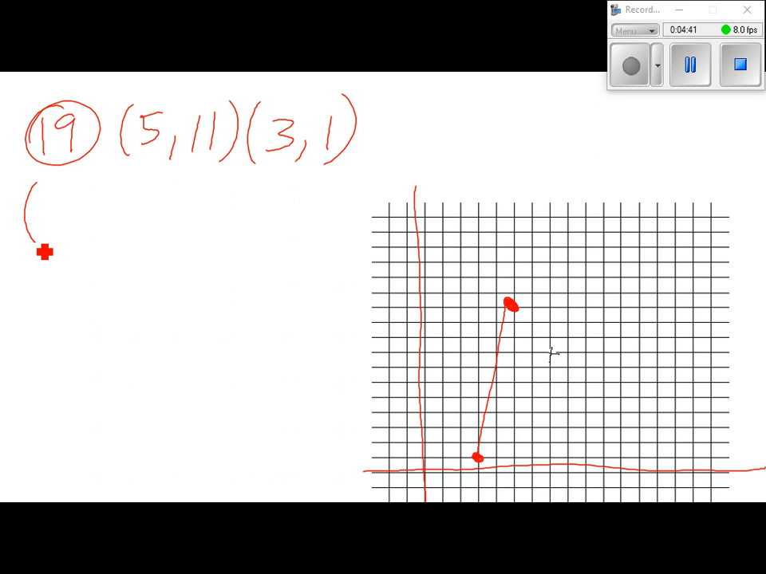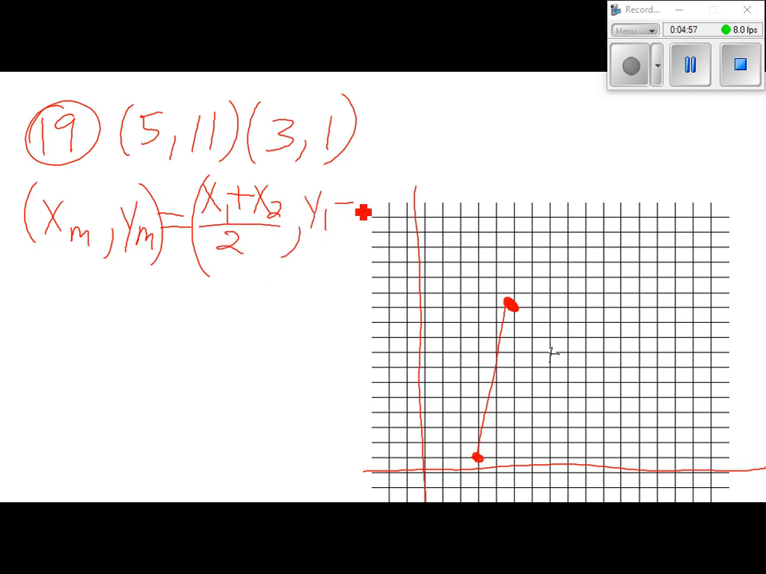Again, the midpoint formula looks like this. I'm going to write it this time. (x sub m, y sub m) equals (x sub 1 plus x sub 2 divided by 2, comma, y sub 1 plus y sub 2 divided by 2). I forgot my parentheses. This is our x1, y1, x2, y2, and we're just going to plug them in.